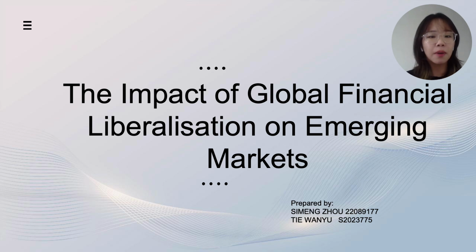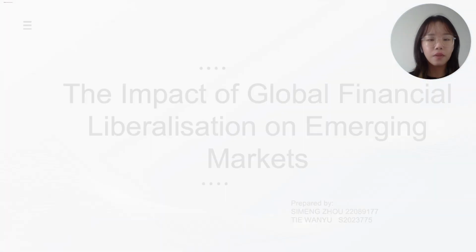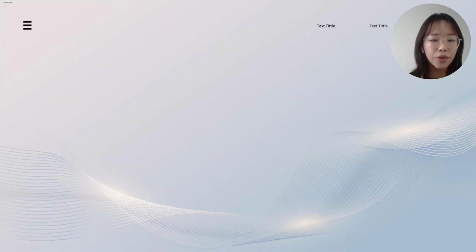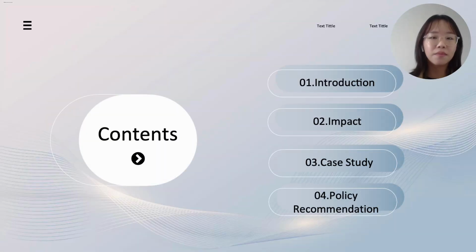Today, we will talk about the impact of global financial liberalization on emerging markets. Let's have a brief introduction about it.